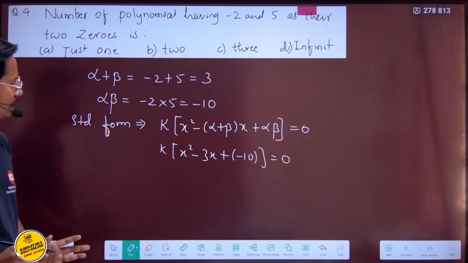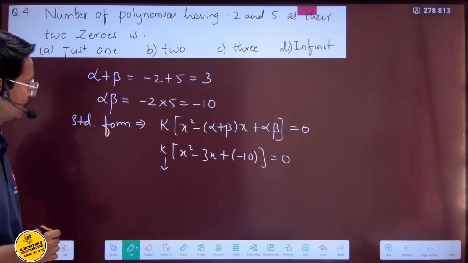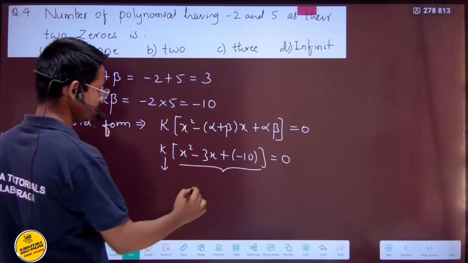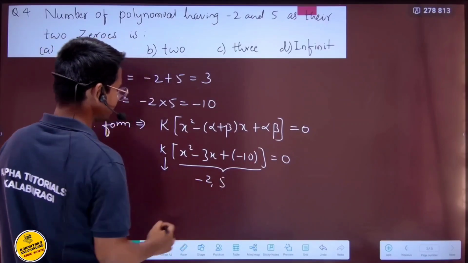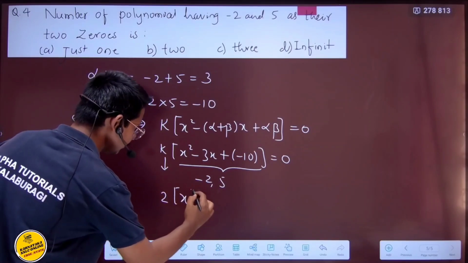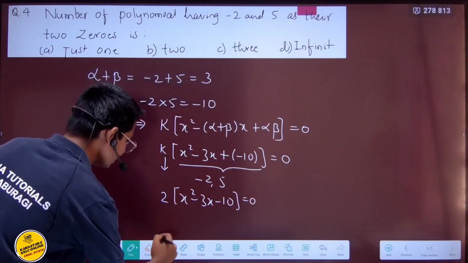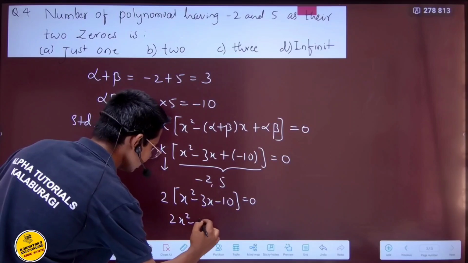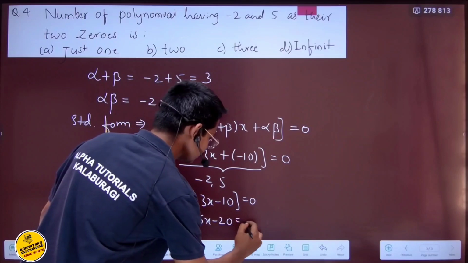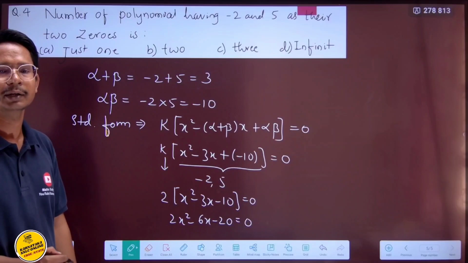Now we can observe here k can take any value. This is a quadratic equation, so you will get two zeros, one as minus 2 and the other as 5. Suppose k value is 2, so you will be getting 2x square minus 6x minus 20 equal to 0. Even if you solve this again, you will get the same zeros, minus 2 and 5.